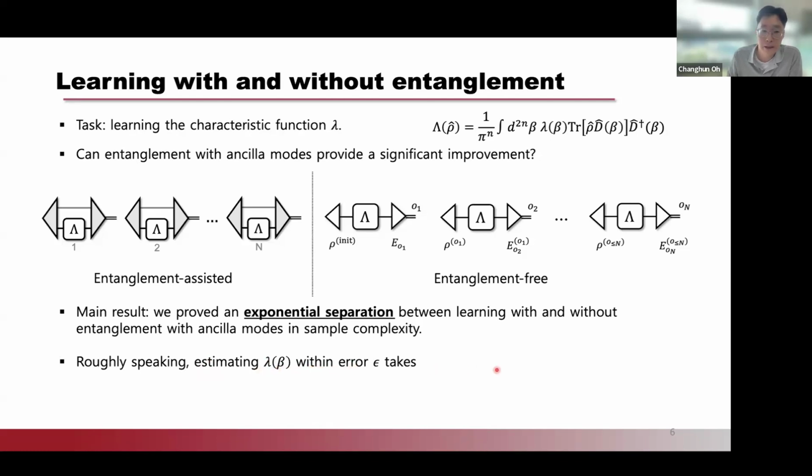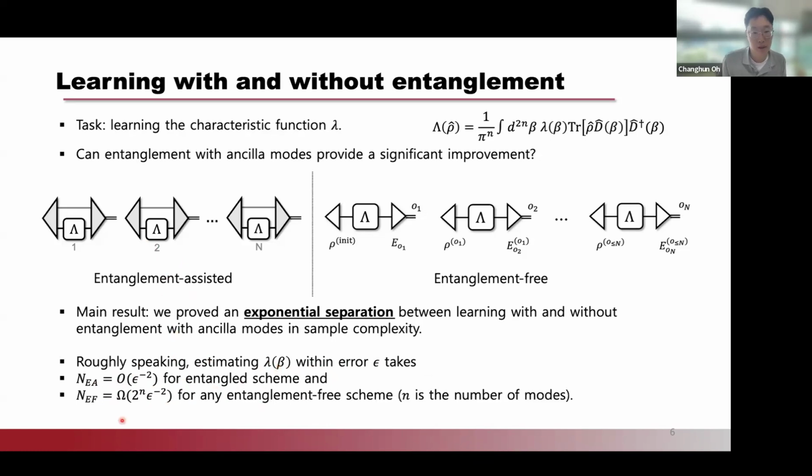error epsilon. And then what we are going to show is that if you want to finish this work, which means estimating lambda beta within error epsilon, then if you use the entanglement-assisted case, the number of samples you need is independent of the system size n. On the other hand, for the entanglement-free case, for any entanglement-free scheme, we show that you must use exponentially many samples to achieve the same task. So this is the main result I'm going to present.